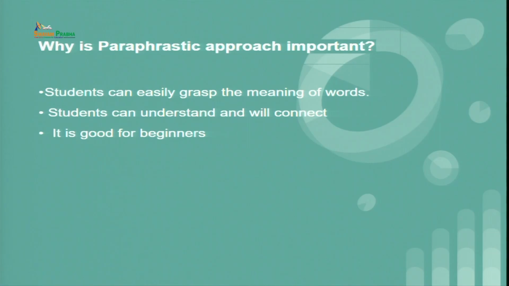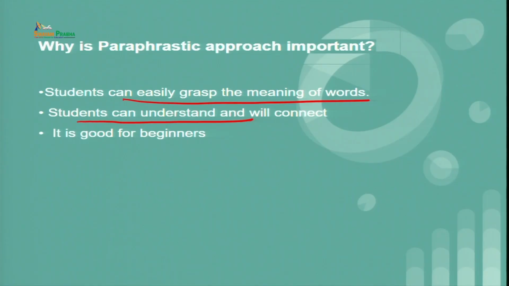So why do we use the paraphrastic approach in our language learning? By using this approach, students can easily grasp the meaning of words, and at the same time students can understand and connect themselves with the text, and it is essentially good for beginners. So why do we use the paraphrastic approach? Because it helps the learners to build the language, so when they find the text difficult, they get the explanation in a simpler form, and the teacher is the person who helps them.